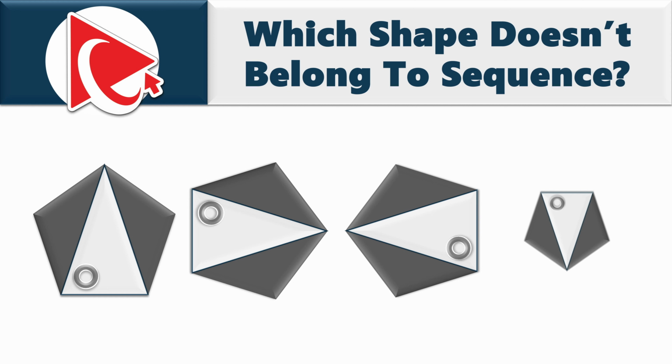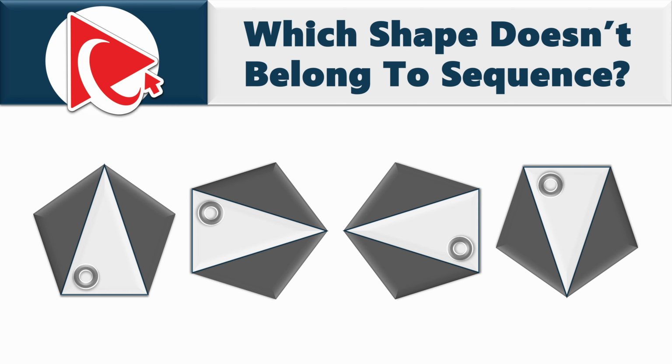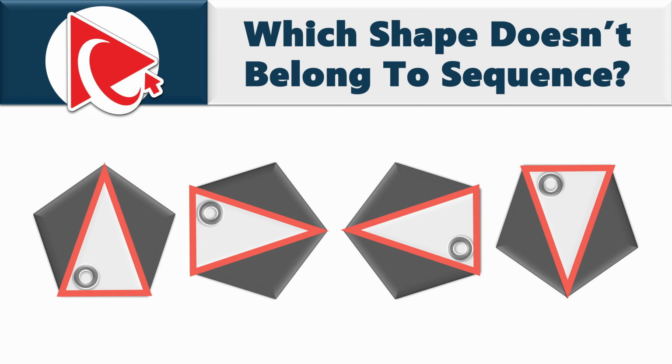You're presented with 4 shapes. Each shape consists of pentagon, triangle, and the donut. You need to determine which shape does not belong to the sequence. And your choices are, out of 4 shapes, choices A, B, C, and D. Do you see the answer?